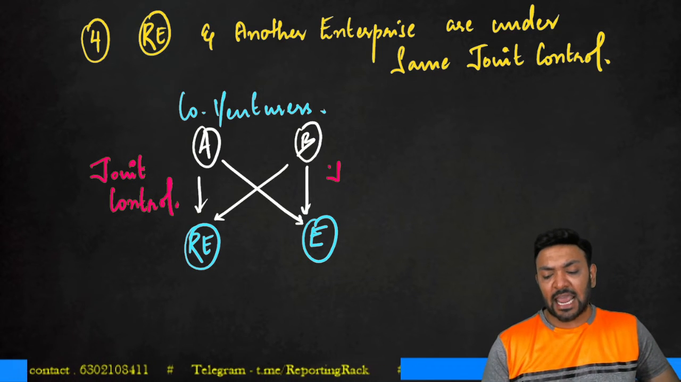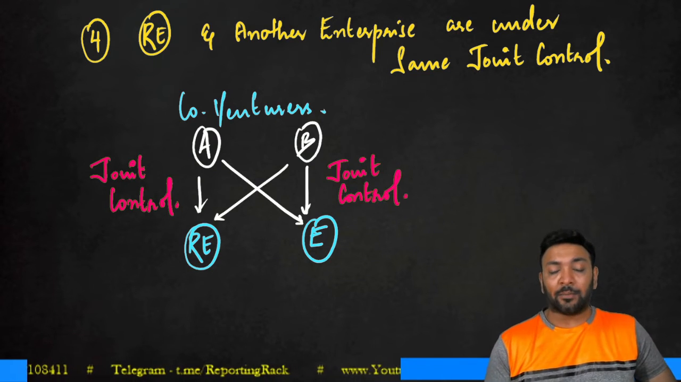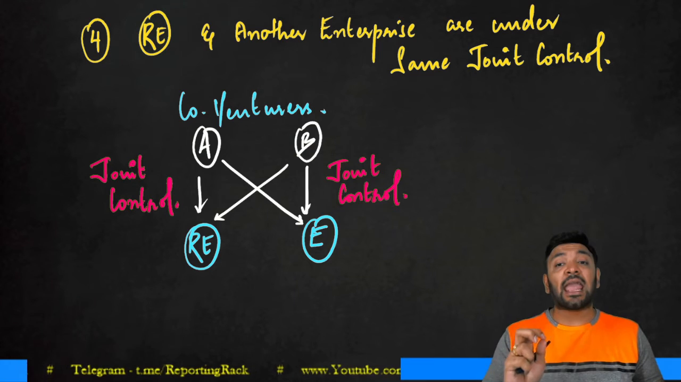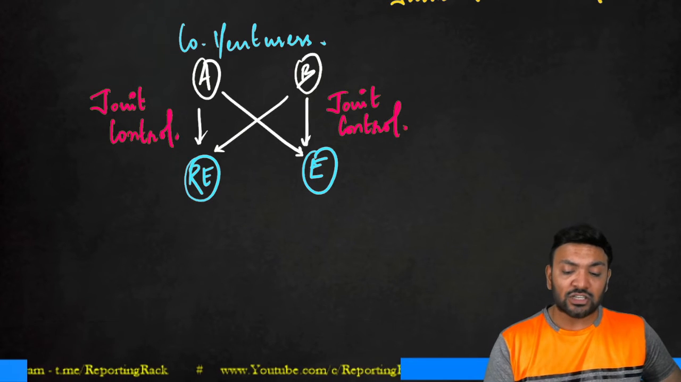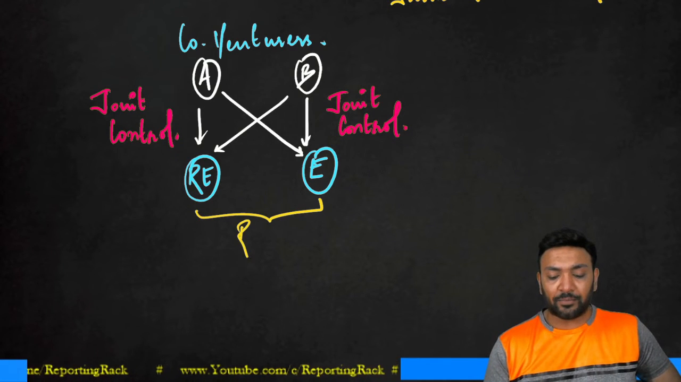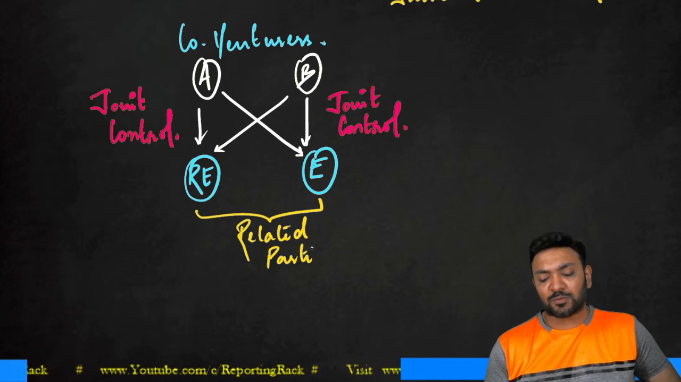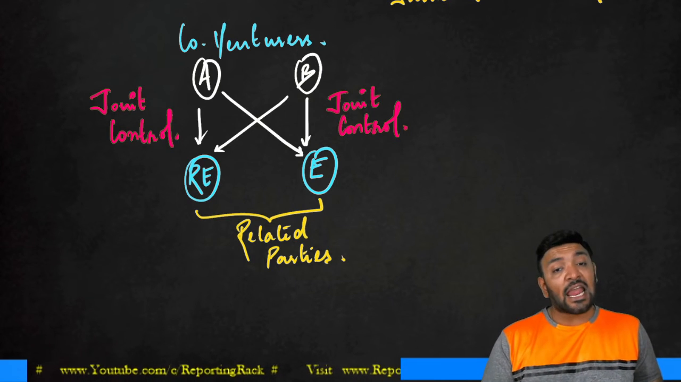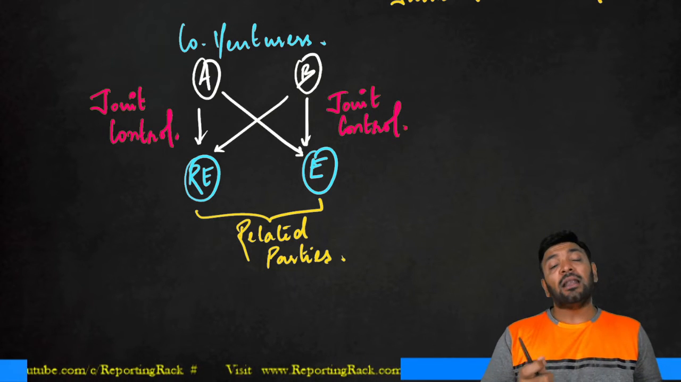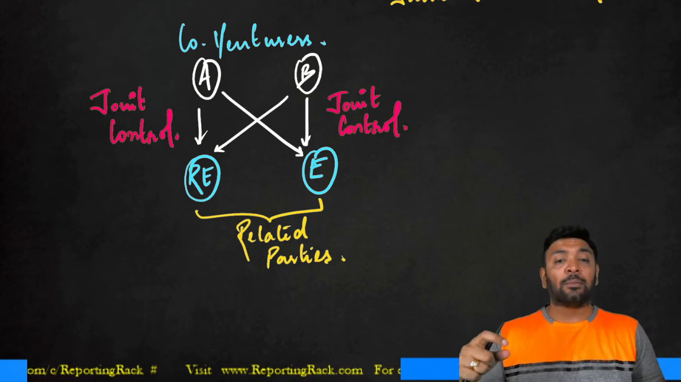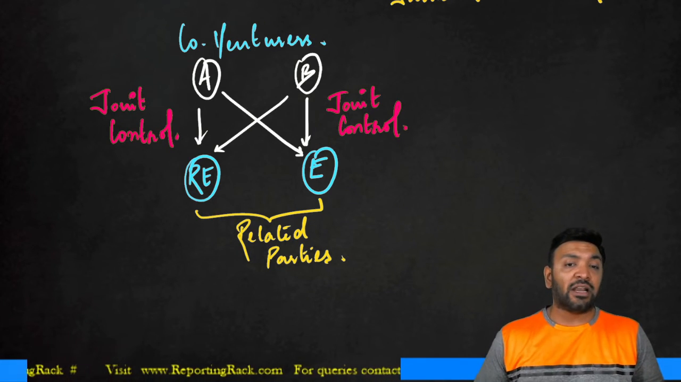And they have the same joint control, then this enterprise and the reporting enterprise are said to be under the same joint control. Since they are under the same joint control, these enterprises should also be considered as related party as per Ind AS 24. A and B anyways are related because they are jointly controlling the reporting enterprise. But if they together jointly control another enterprise, then even the other enterprise should be considered to be a related party as per Ind AS 24.